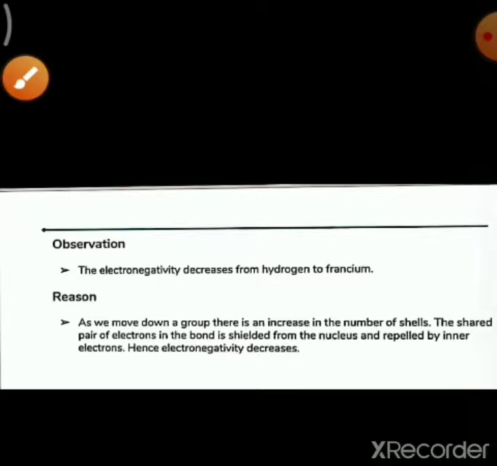I think you have understood the electronegativity property also. In the next video we will discuss the metallic and non-metallic character, and we will discuss another important thing, that is how you can remember all these properties in one table.